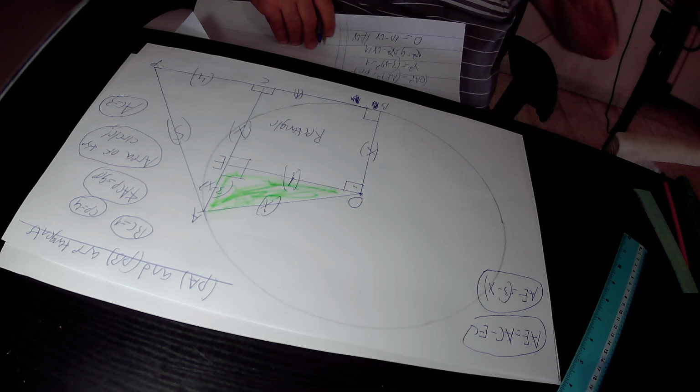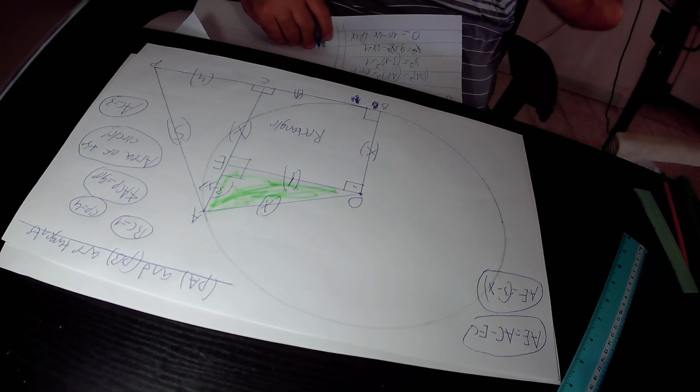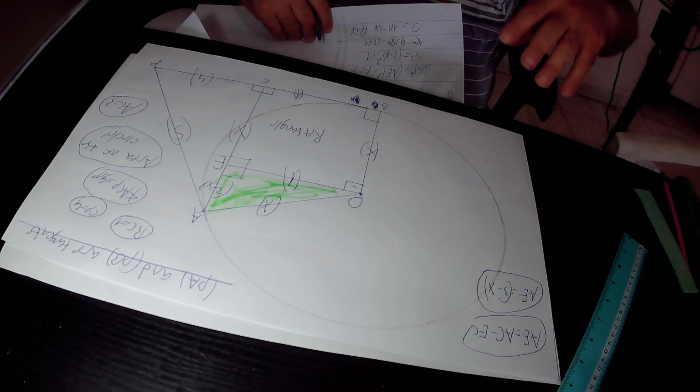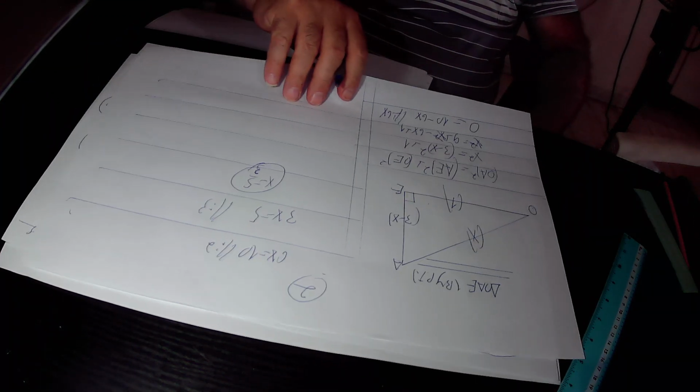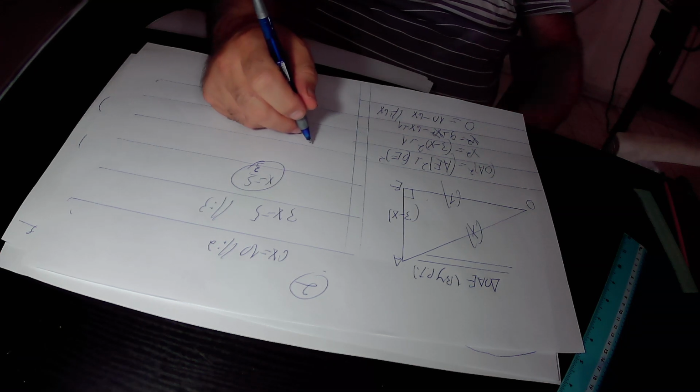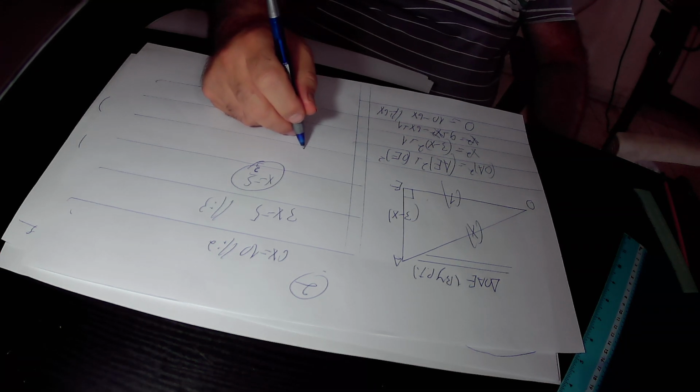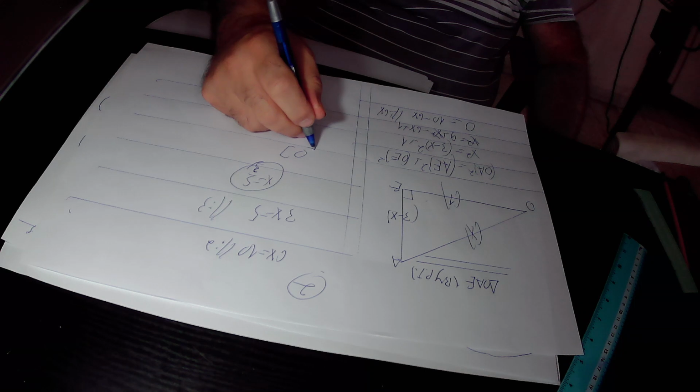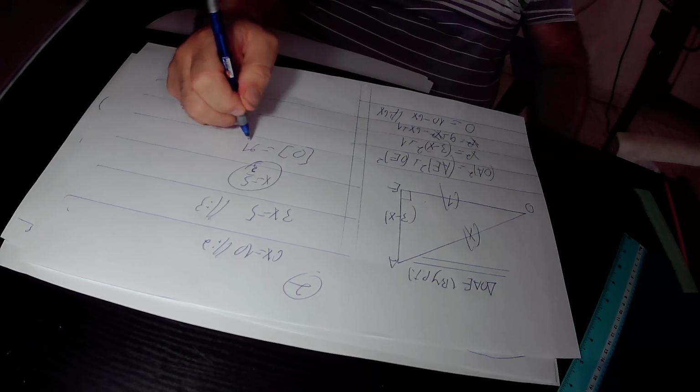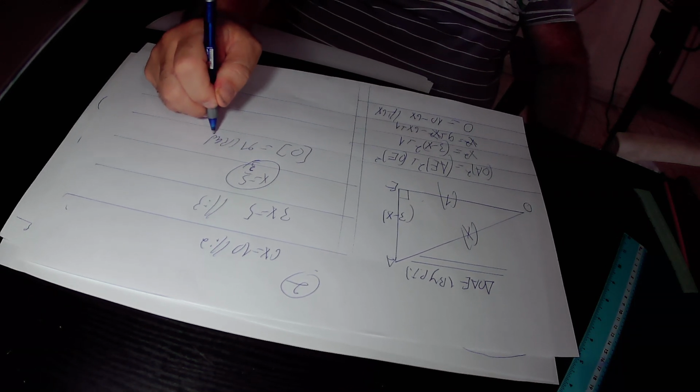its length. Our mission is to find the area of this circle. The area of any circle equals pi times the radius of the circle squared. So I write it down. The area of any circle is equal to pi times the radius of the circle squared.